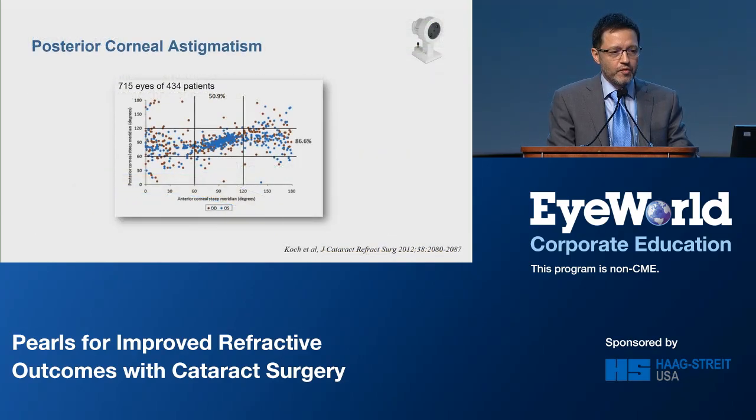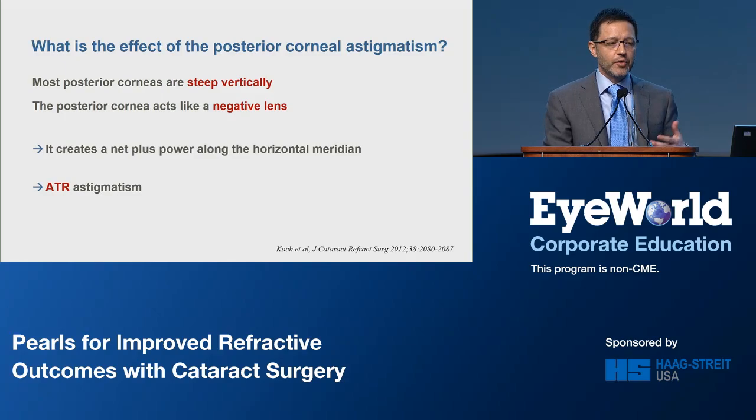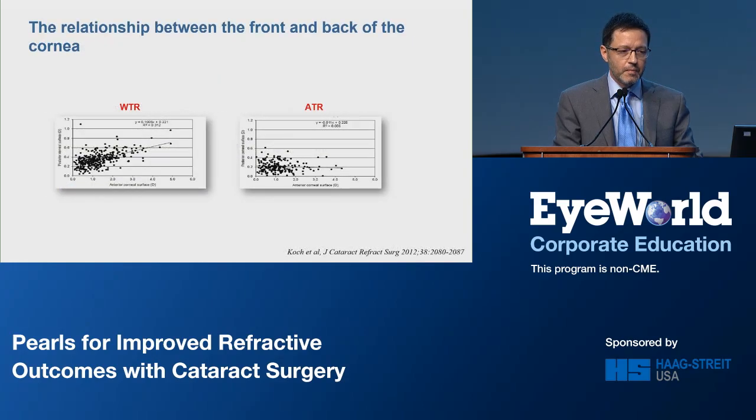So Dr. Koch and his group evaluated the posterior cornea in a large group of patients using a Donnell Scheimpflug device, and what they found out was that most of the posterior corneas were steep along the vertical meridian. Now, since the posterior cornea acts like a negative lens, it will actually create a net plus power along the horizontal meridian, inducing against-the-rule astigmatism.